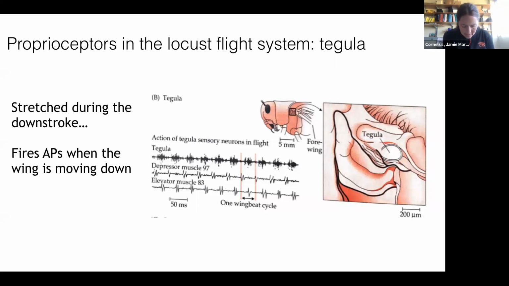And so you can see the tegula output on the top of the top trace there. And it essentially fires just after the depressor muscle motor neuron fires. And so the depressor muscle is the one that's going to bring the wing back down. And so during that downstroke, you see a lot of activity in the tegula proprioceptors.